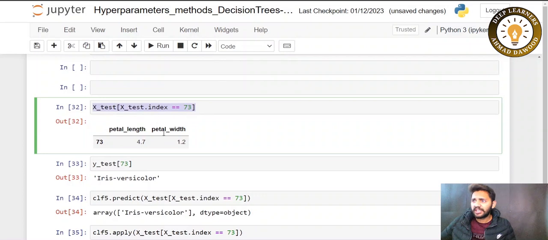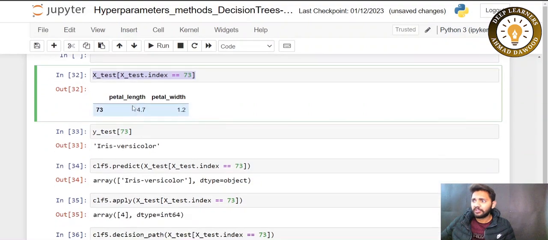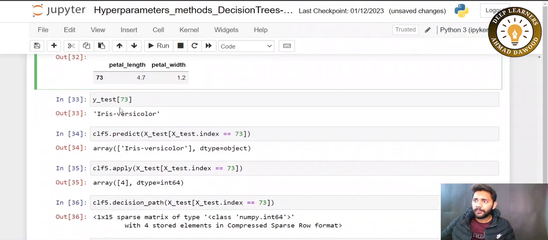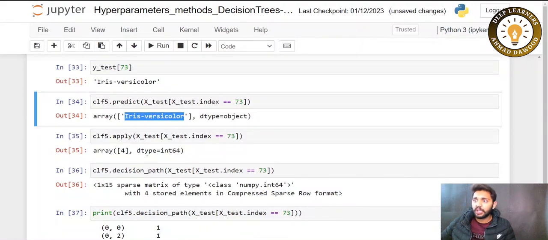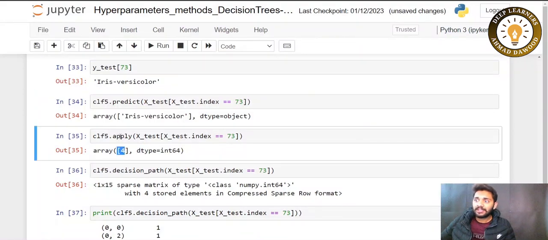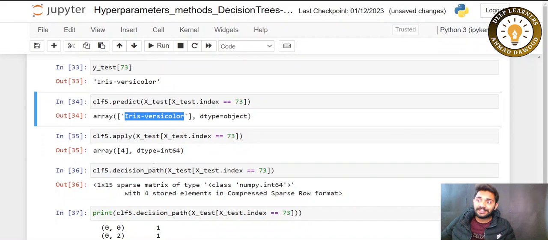Here I am just getting my input values present at the 73 index of the test data set, which is 4.7 petal length and 1.2 petal width. The true value of that sample is iris versicolor, and my model also predicts iris versicolor. When I use the apply method, it says that this iris versicolor is predicted by node number 4 present in the decision tree.